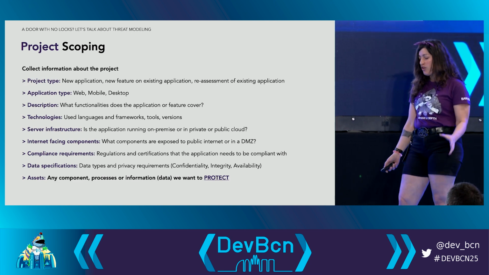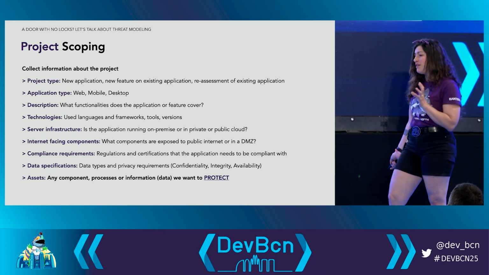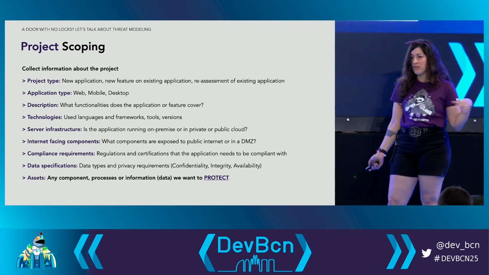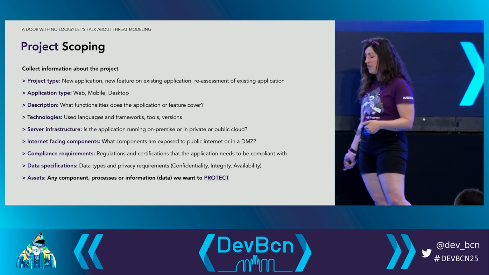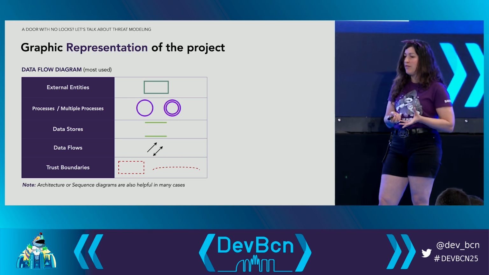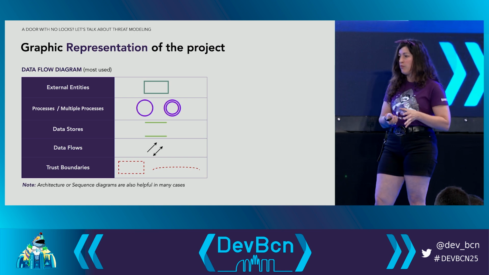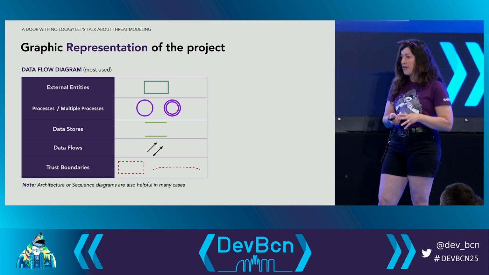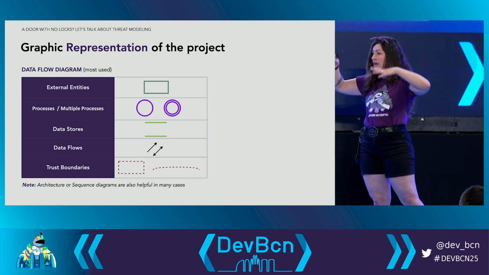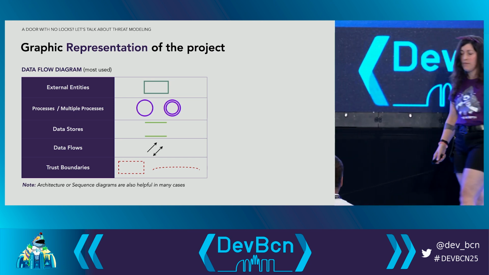And of course, you're also going to think about assets, which are the things that we want to protect. You also have to take them into consideration, even if you're applying the software-centric approach that I said before. OK, the next thing you want to have is a graphic representation of the project. You can have an architecture or a sequence diagram, but the most useful one is the data flow diagram, because it is simple. It depicts your components at a high level, and it shows how the information is flowing from one to the other. OK?